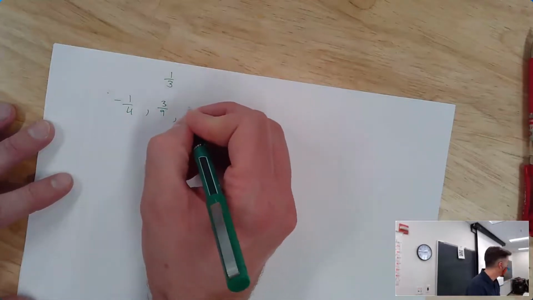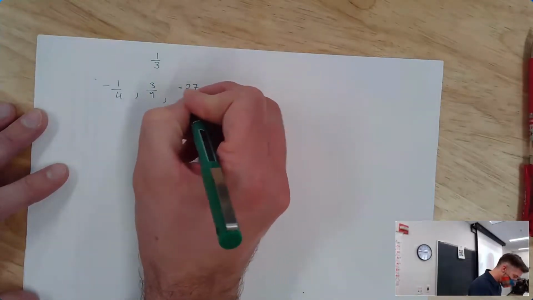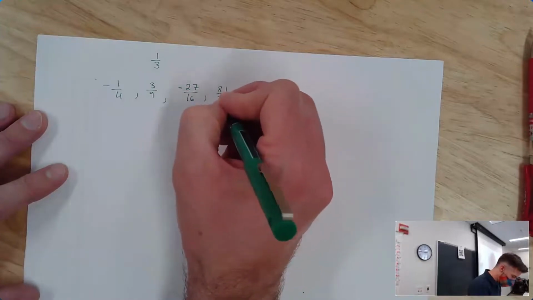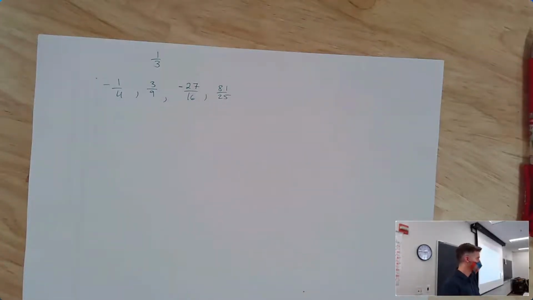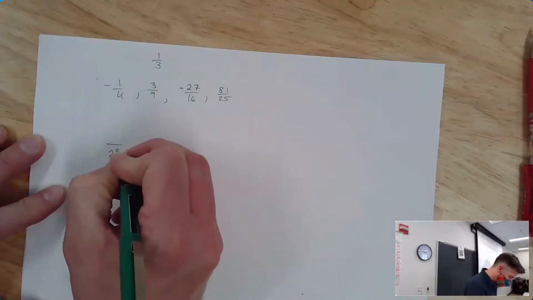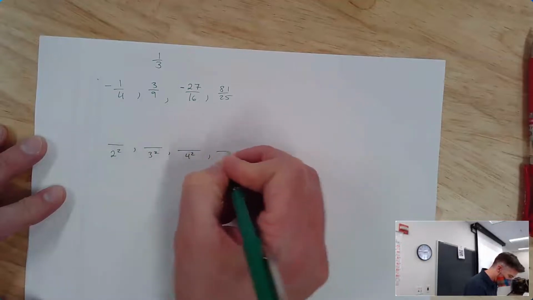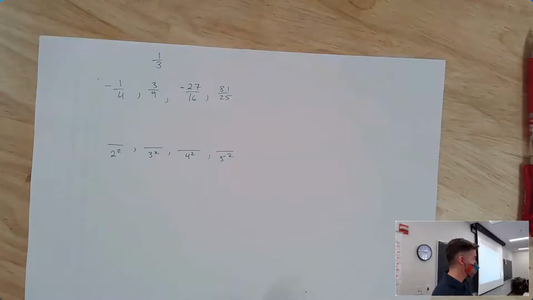The next one's, what's that? Yeah. So the next one's -27/16. The next term is +81/25. So does anyone notice anything about the terms of the denominator? They're all perfect squares, right? This one is 2 squared, 3 squared, 4 squared, 5 squared. But if I'd written that one as 1/3, it would be harder to see that.